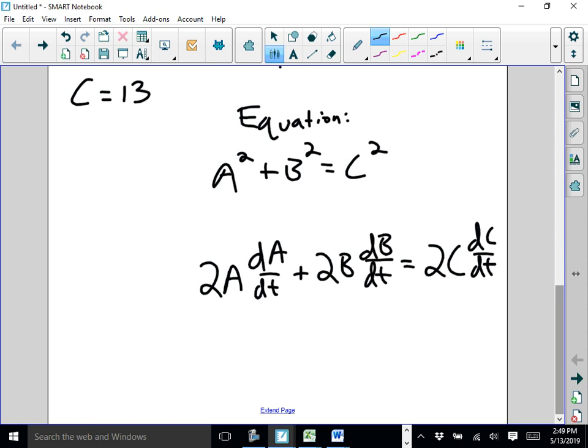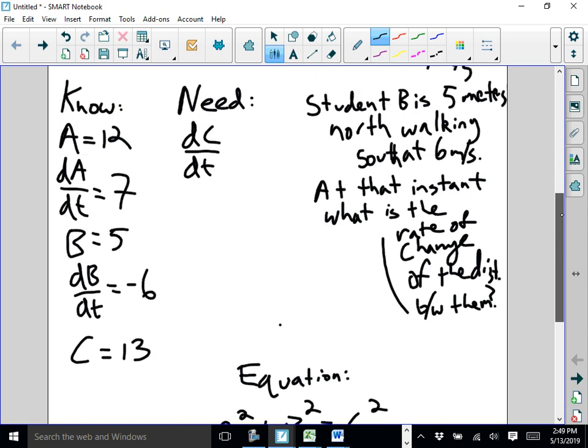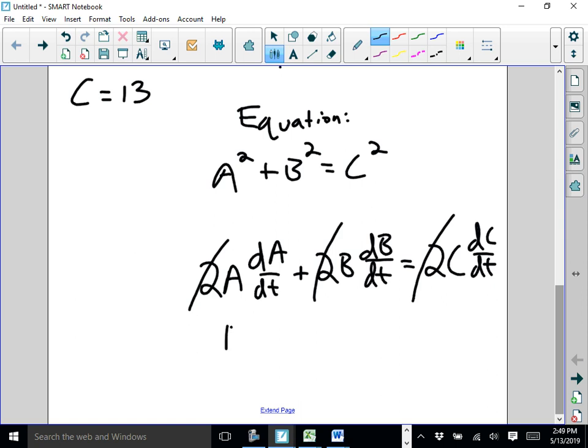Okay, now I'm going to carefully plug everything in. A, I look back to my column, A was 12, dA dt was 7, B was 5, dB dt was negative 6, C was 13, and dC dt is my one unknown.